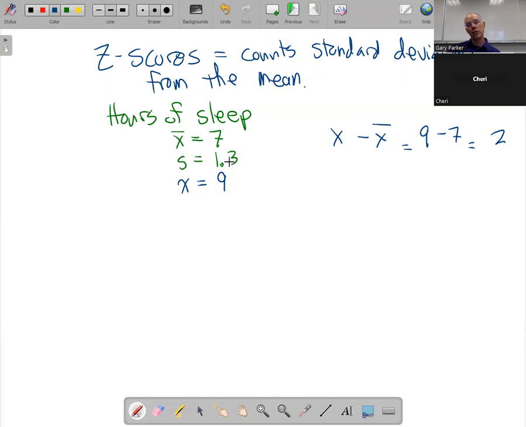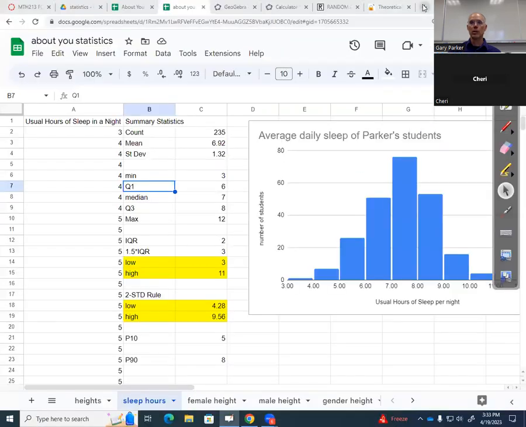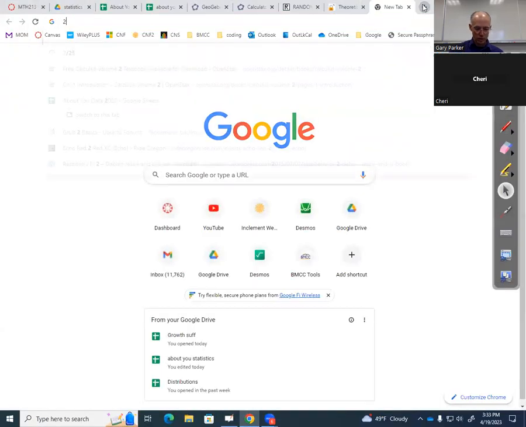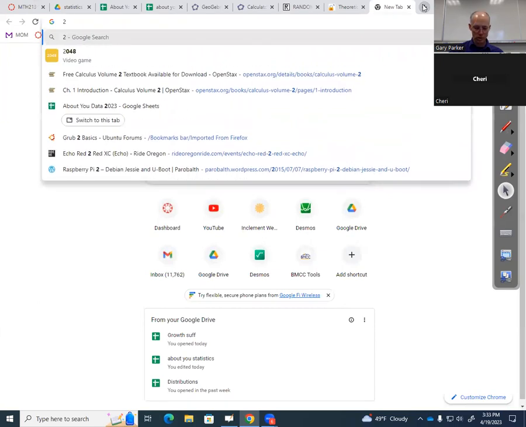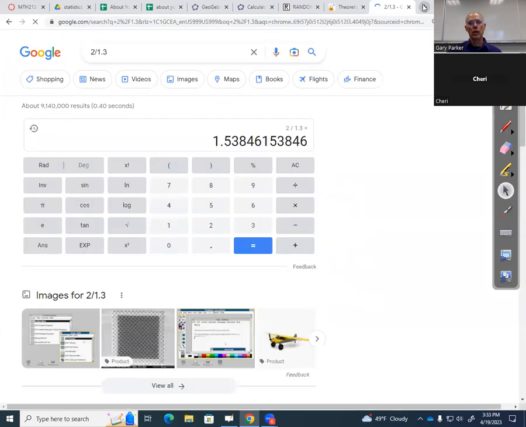So that's more than 1 standard deviation. So I can see right away this person has a z-score that's more than 1 because they're more than 1 standard deviation away. So we take that distance and we divide it by the standard deviation to figure out how many of those standard deviations is that distance, that difference. So in this case, we divide that by 1.3. Whip out a calculator. And according to Google, it's going to be about, go to 2 decimal places, 1.54 for that z-score.